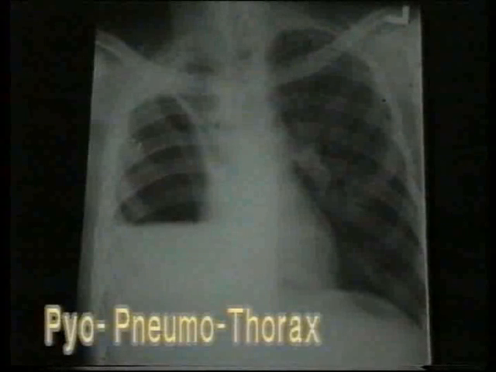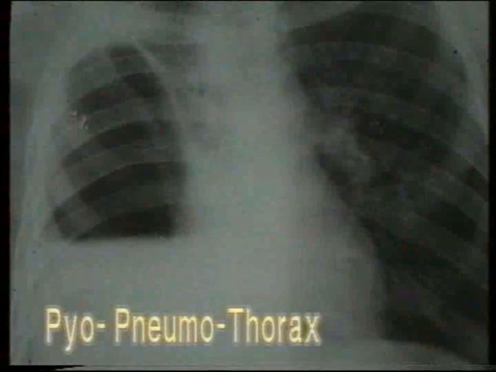Now here we see a fluid level on the right side with air and the lung border, but only in the lower part. The air is not extending to the apex. This is loculated pneumothorax. The thick lung border suggests that it is a pyopneumothorax.